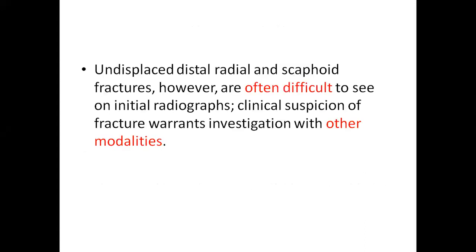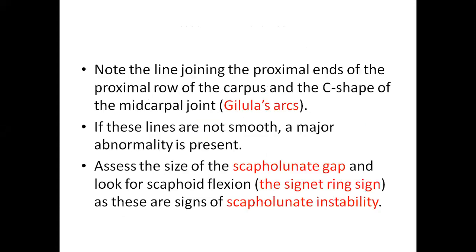Undisplaced distal radial or scaphoid fractures, however, are very difficult to observe and to appear on the initial radiographs. And the clinical suspicion of fracture warrants investigation with other modalities, which include arthroscopy, the MRI, the CT scan, or the bone scan.